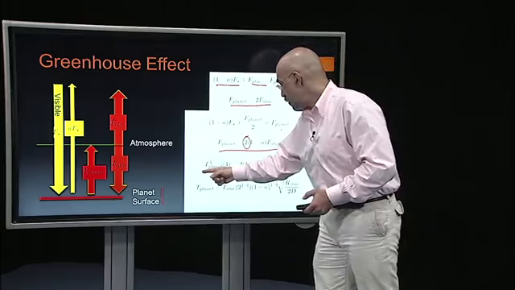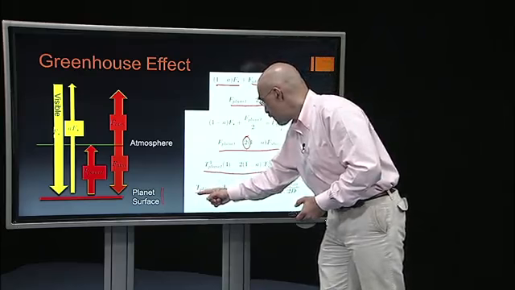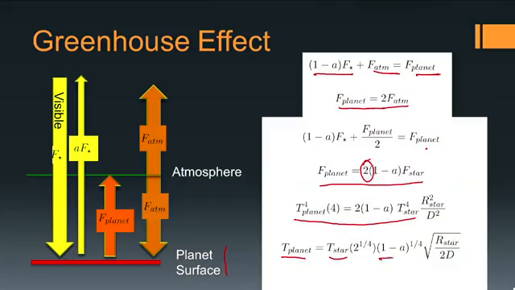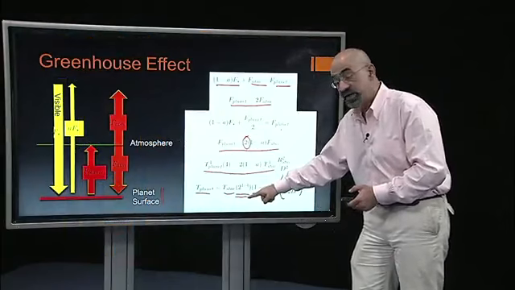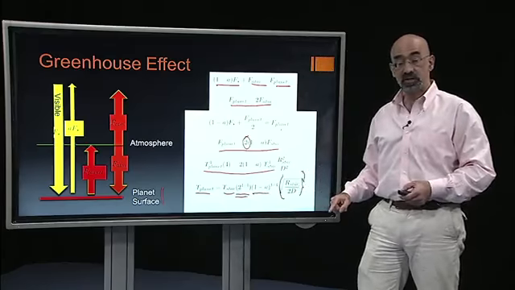Plugging in our equations from before, we now have a new equation that relates the temperature of the planet to the temperature of the star, the reflectivity of the surface, and the radius and distance of the star. And the change is this factor 2 to the 1/4. The effect of having a greenhouse is to increase the temperature of the planet by about 20%.